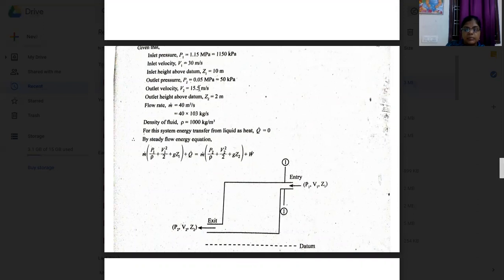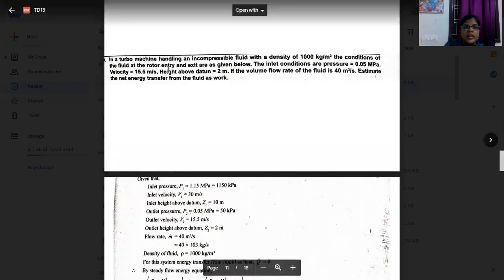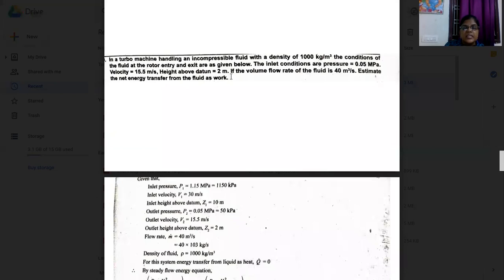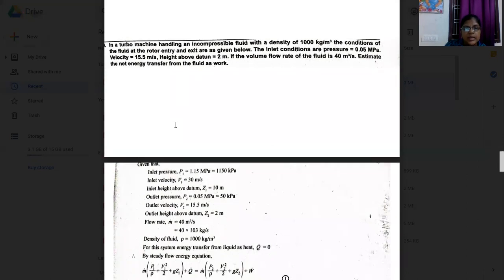Inlet height above the datum. In a turbo machine handling the incompressible fluid with the density given, the conditions of the fluid at the rotor entry and exit are given below. The inlet pressure here is 0.05; replace with 1.15. Velocity inlet conditions of pressure, velocity, height above the datum 2 meters. If the volume flow rate of the fluid is 40 meter cube per second, estimate the net energy flow rate. So we are going to find out the net energy, which is W.